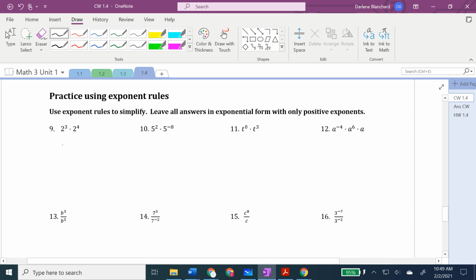For number 9, I have the same base, it's 2. And the exponents are 3 and 4. The rule says that I add the exponents when I'm multiplying two expressions with the same base. So this becomes 2 to the power of 7. And if you look at the instructions, use exponent rules to simplify, leave all answers in exponential form with only positive exponents.